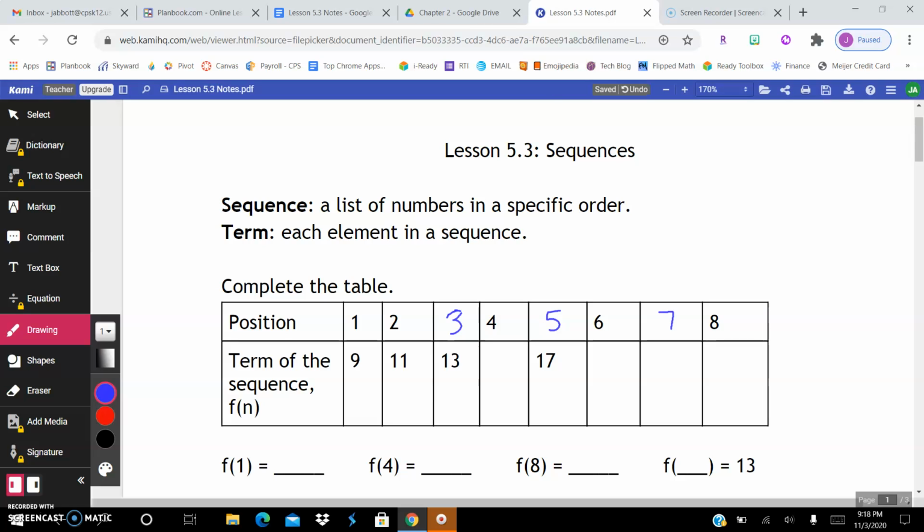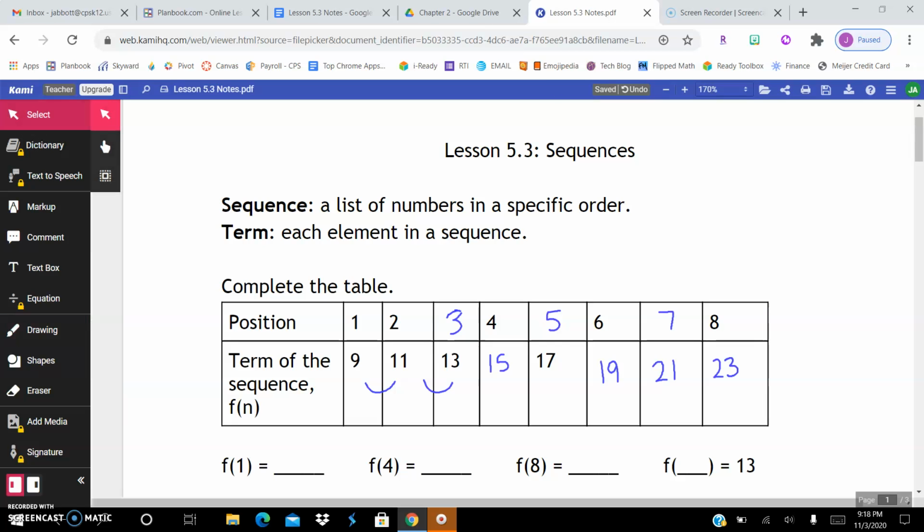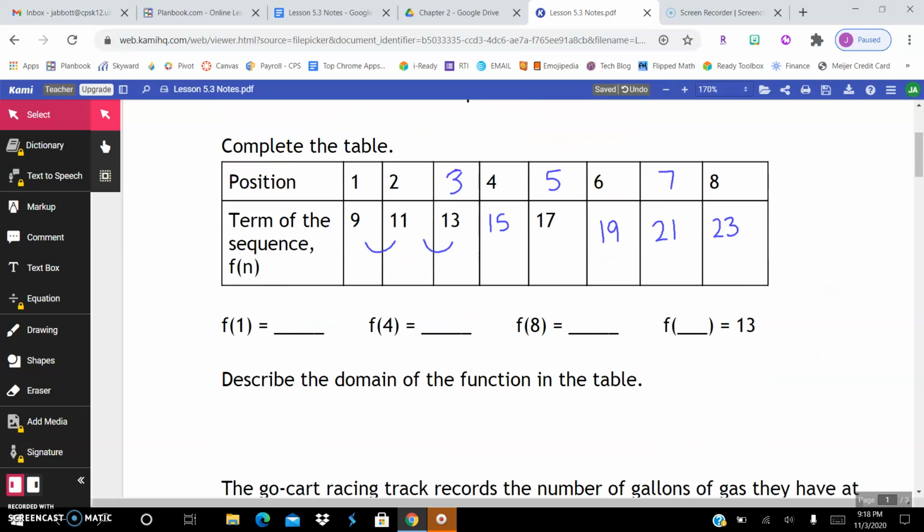Looking at the term of the sequence, f of n, the function, the answer, we're adding 2 every time we move over. So this missing one here would be 15. Add 2, we get 17. Add 2, we would have 19. Add 2 is 21, and add 2 is 23. So you're just figuring out what the pattern is and using that pattern to fill in the missing numbers.